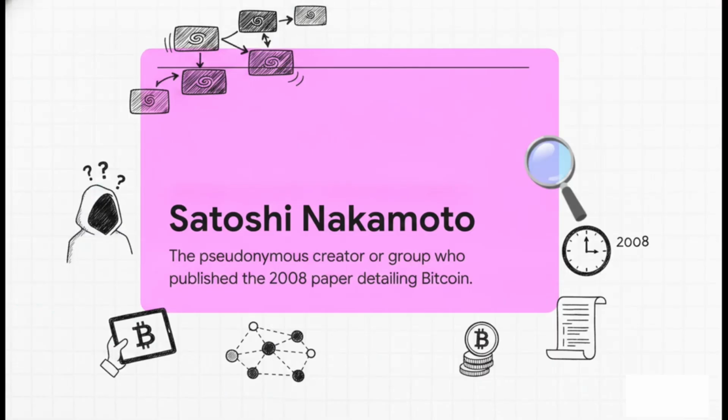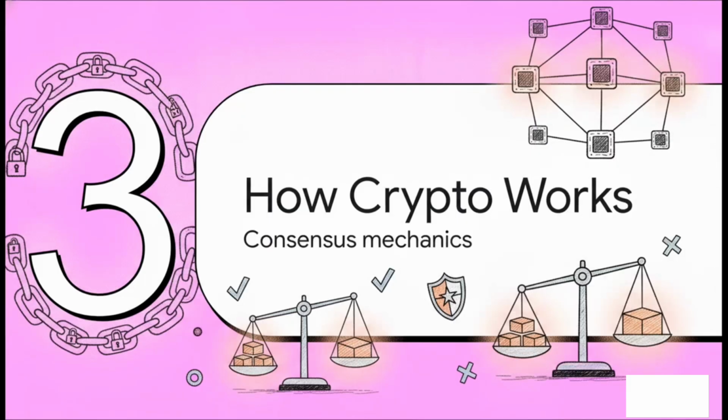And this specific desire for a trustless system is exactly what sparked the 2008 creation of Bitcoin by the pseudonymous Satoshi Nakamoto. Now, to this day, nobody actually knows who Satoshi is, which is kind of wild, right? Yet they managed to create this robust system where your balance isn't verified by some corporate office, but mathematically proven by the network itself. Which brings us to section 3, how crypto actually works. Let's dig into the mechanics of consensus.